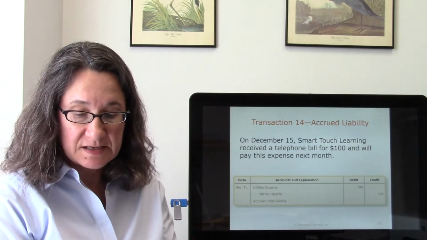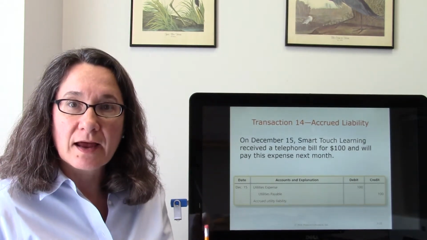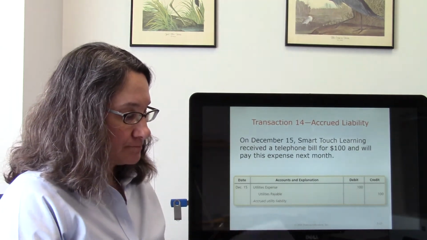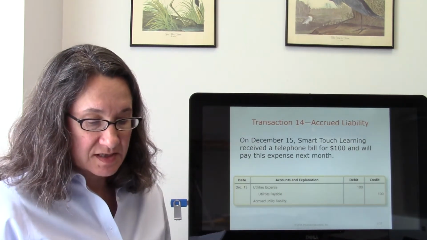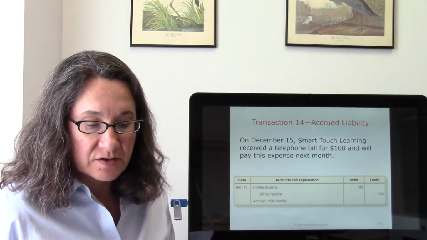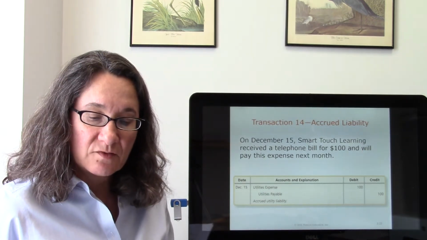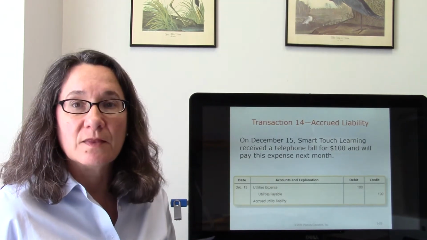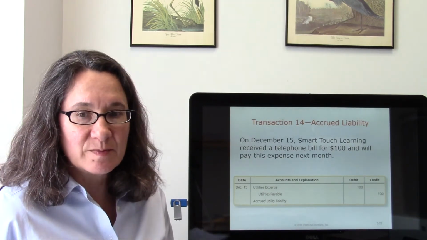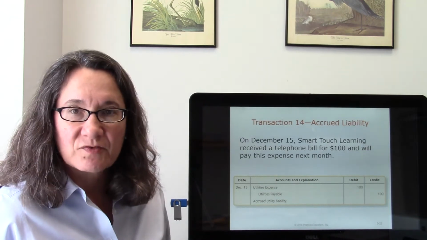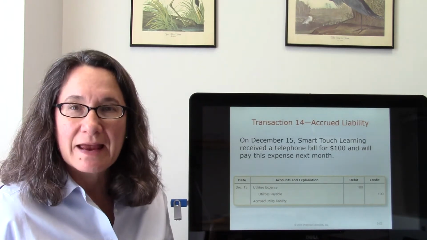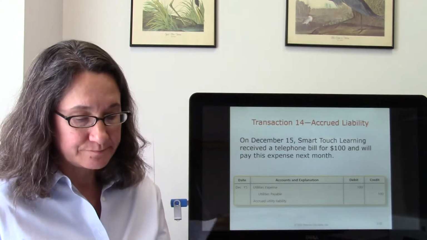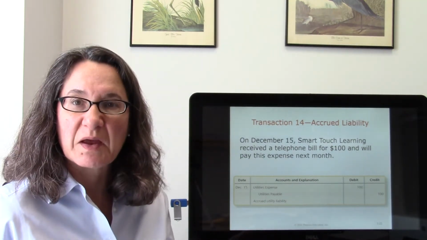Transaction 14, we accrue a liability. On December 15th, Smart Touch Learning received a telephone bill for $100 and will pay this expense next month. All right, so we got a bill. We know we've been using the phone. We owe $100 for the phone. We're not actually going to pay cash right now, which means we have a payable, right? It's a liability. And we'll just call it utilities payable.